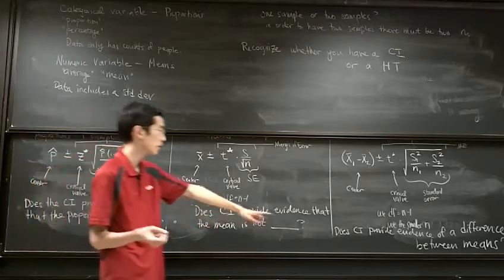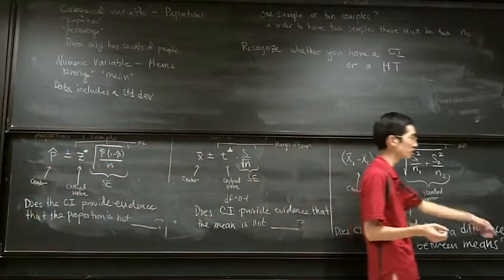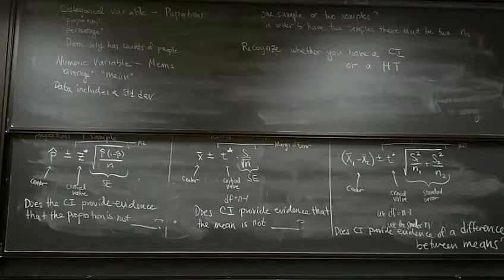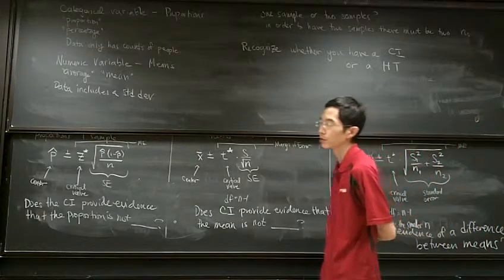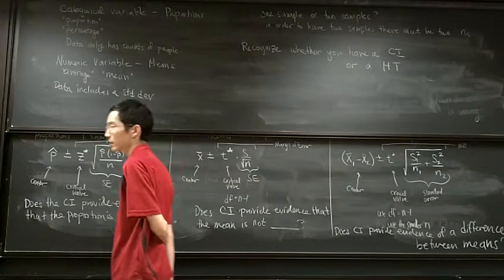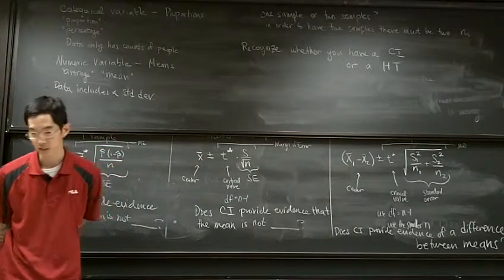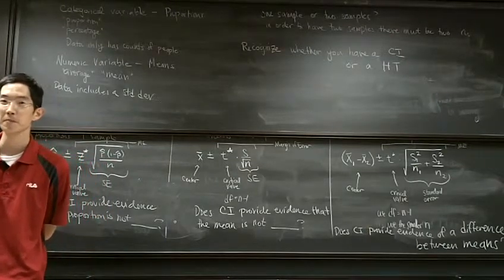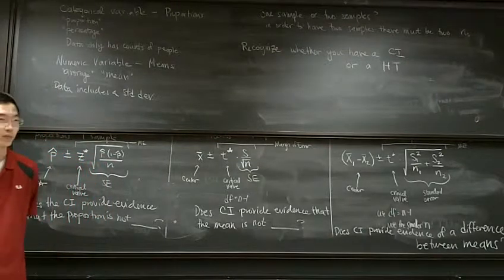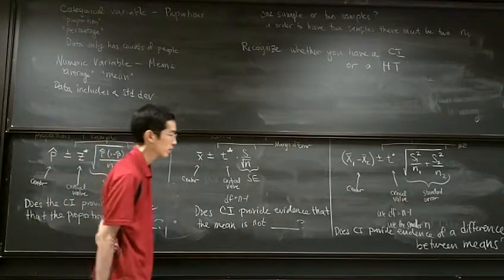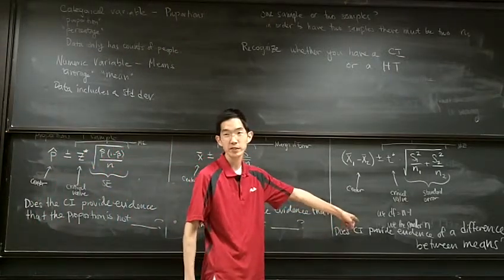What about over here? Does my confidence interval provide evidence of a difference between means? Let's say my confidence interval for the difference between means goes from 1.3 to 3.7. Does that provide evidence of a difference? Yes, it does. And why does it provide evidence? Because over here, we're looking for 0.